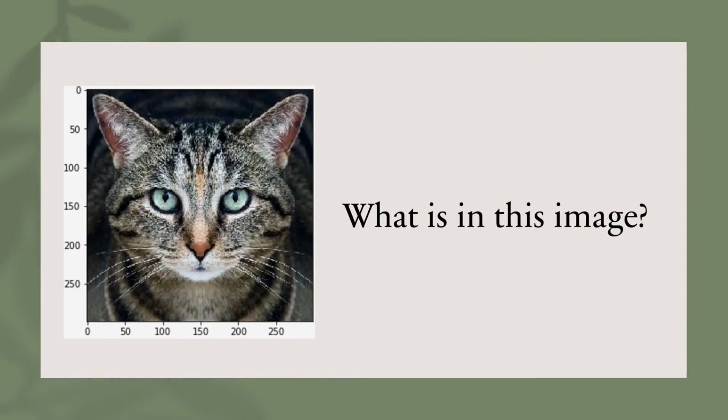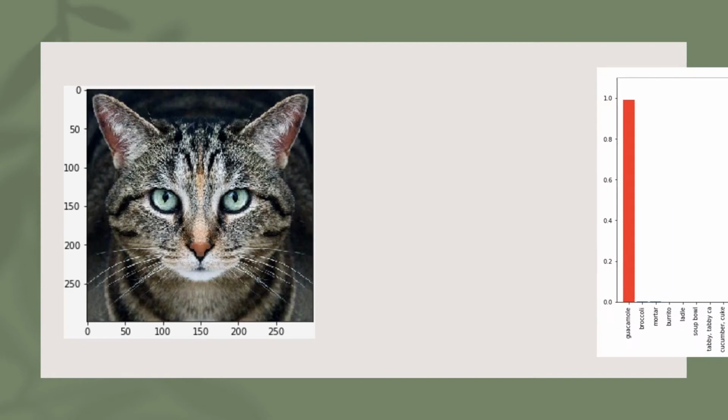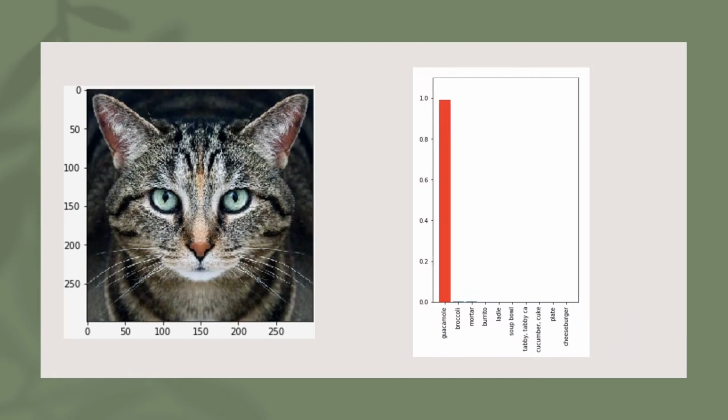If I were to ask you to identify what was in this image, you would probably think of it as a trivial task. What is it? A cat? Well, it's obviously a bowl of guacamole. Well, at least according to Google's open source image recognition model, Inception. This image is clearly a cat. But why did the image recognition model fail to identify this image?